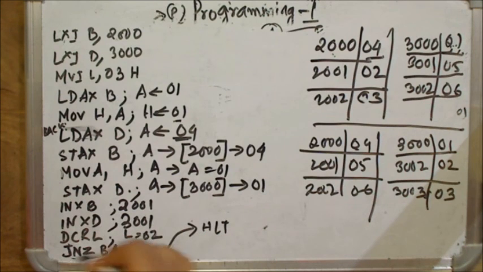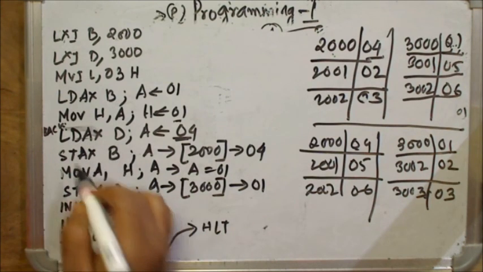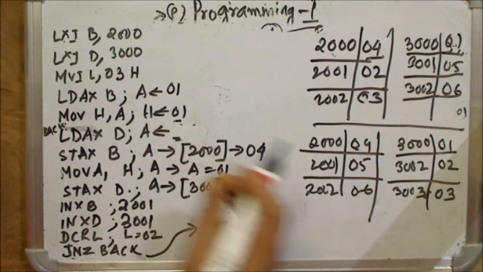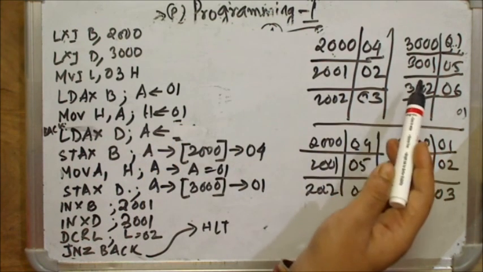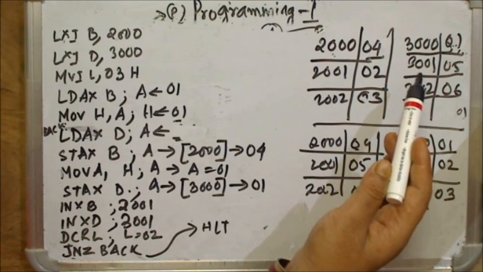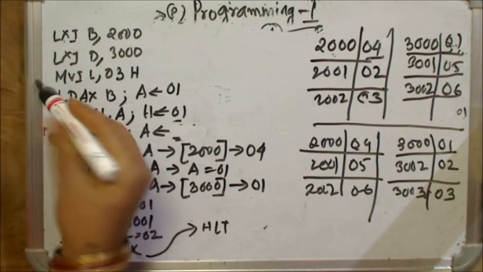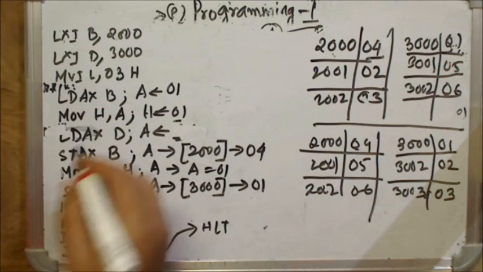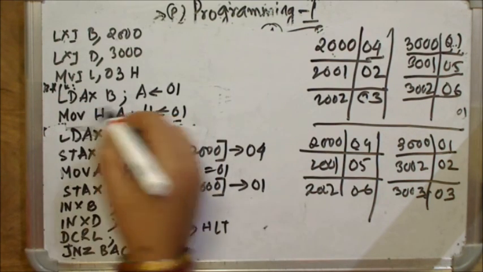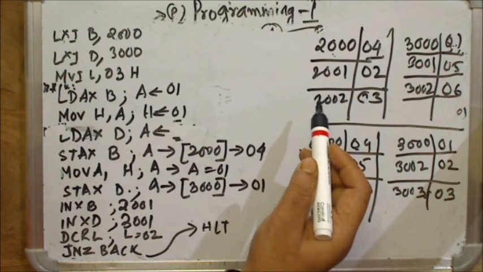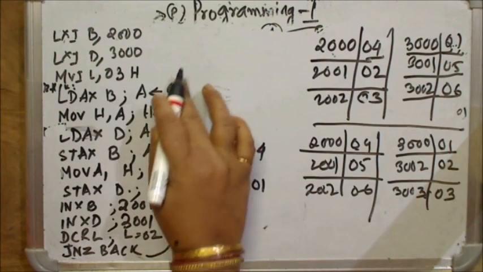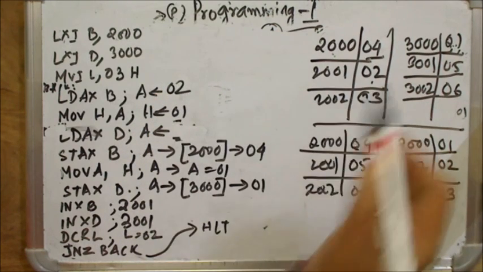So L has not become 0, so we'll go here. Back will be here. Okay. So what is LDAX B? So A will be loaded with the data pointed by BC pair. What is BC pair now? 2001. So A will be loaded with 02.